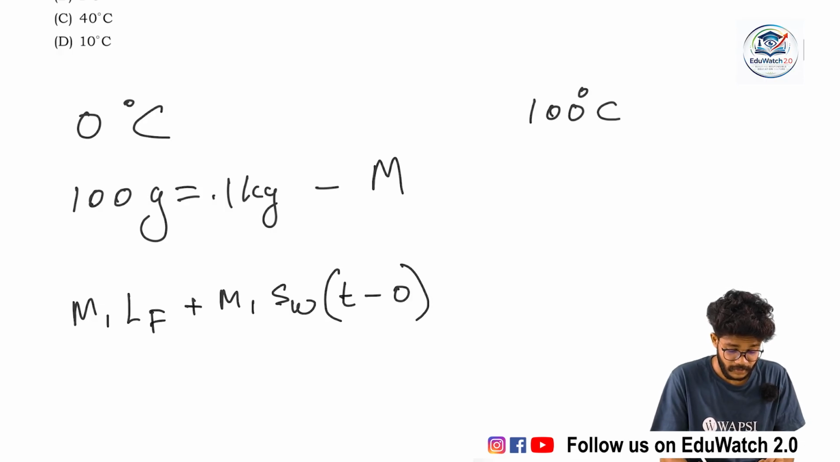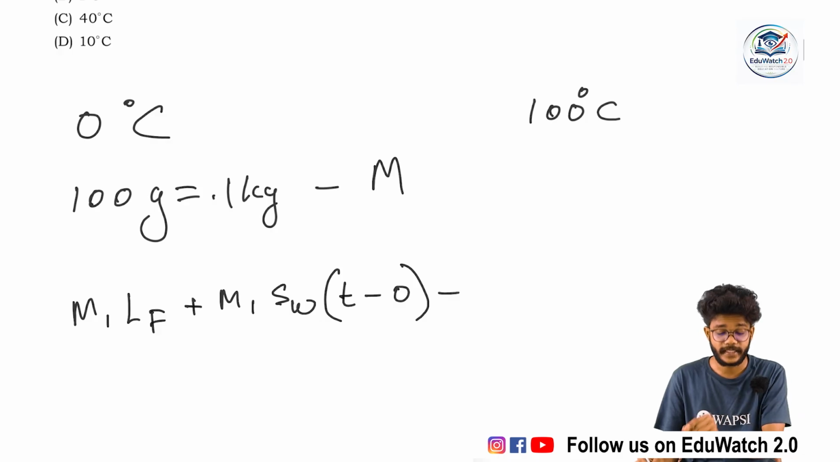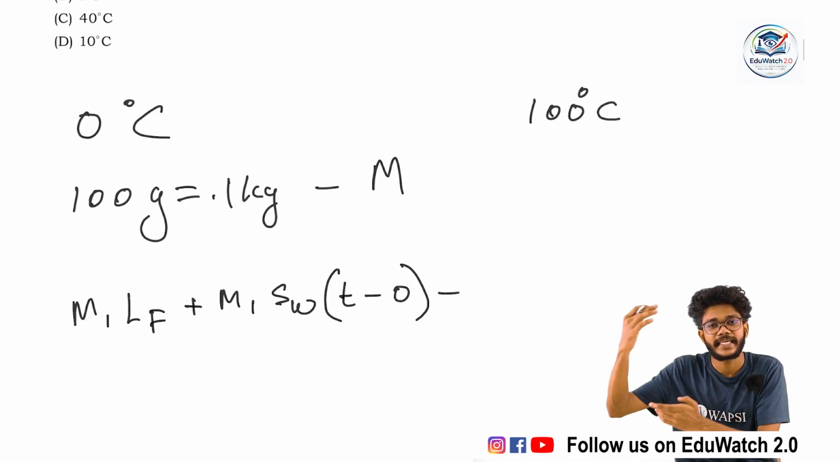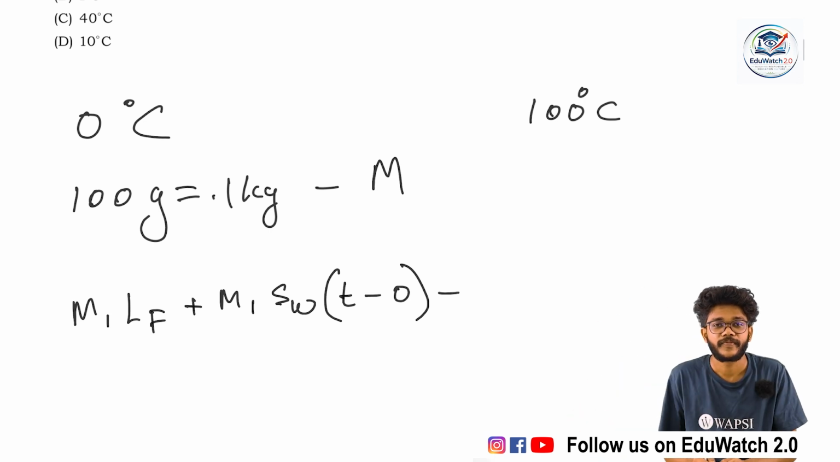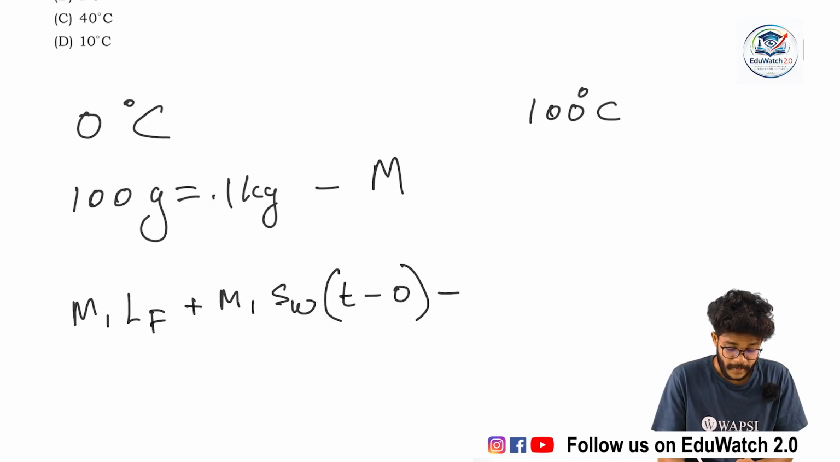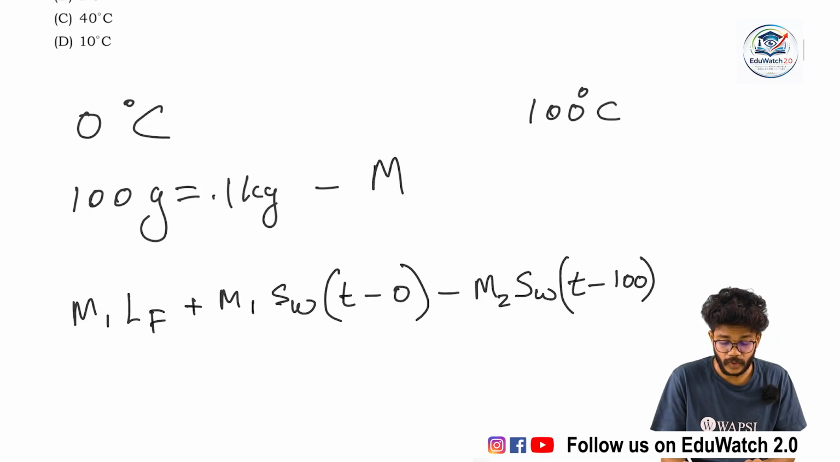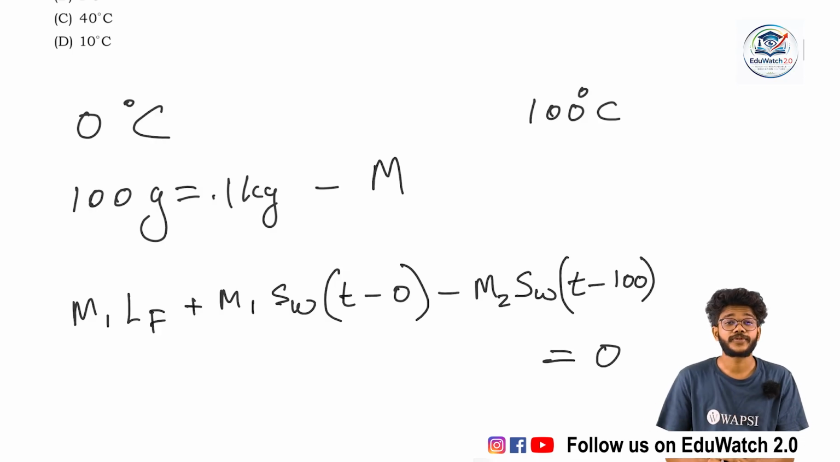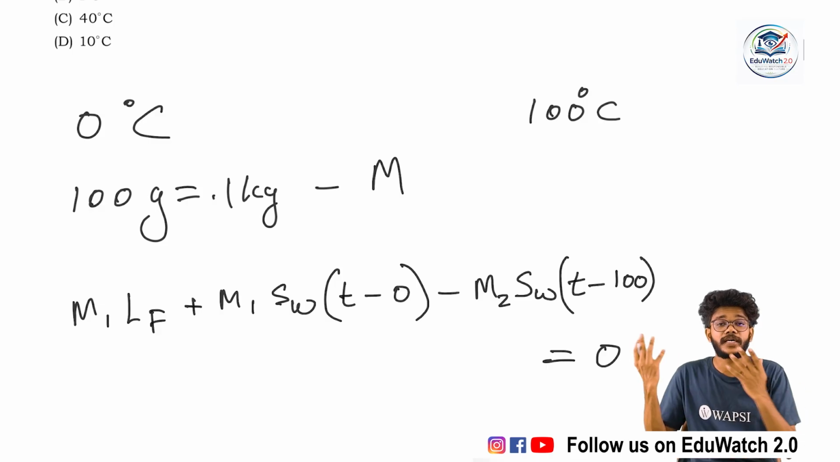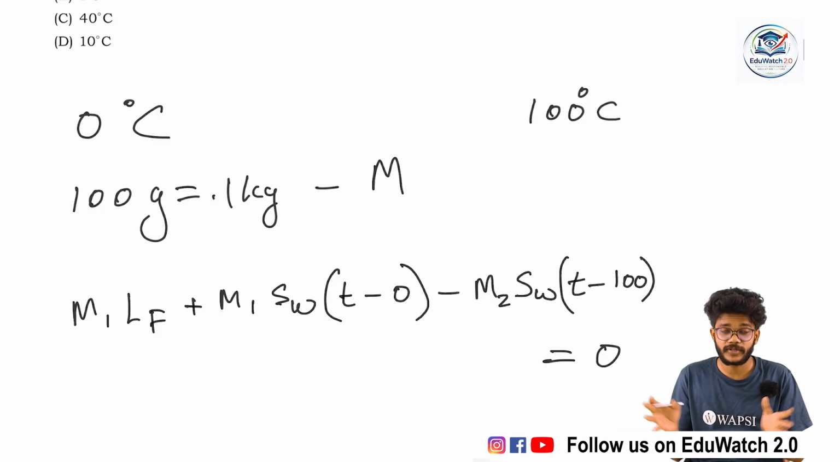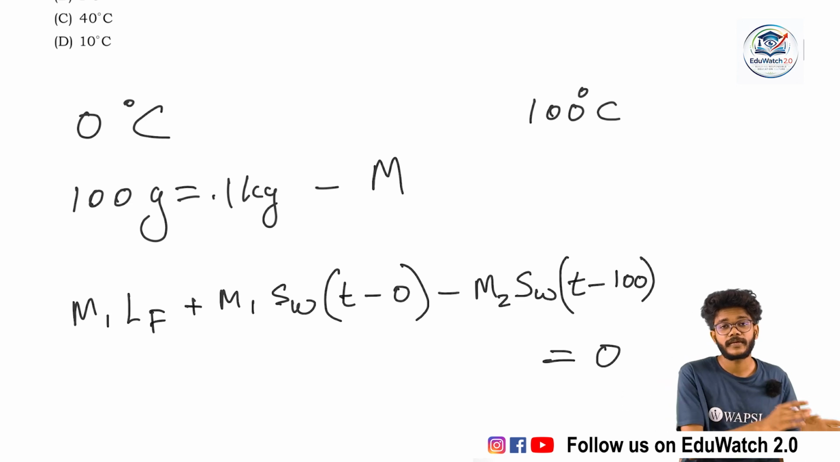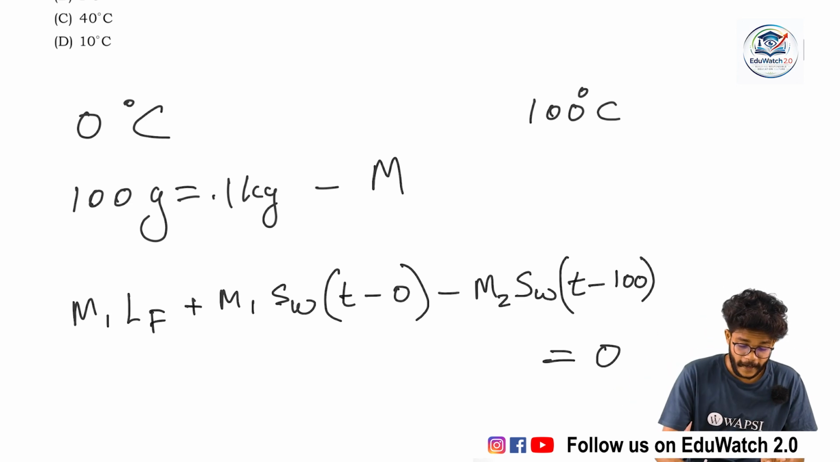And minus, why did I put minus? Because the energy is taken from where? The 100 degrees Celsius liquid state. Minus M2 into SW, specific heat of water, into the final temperature T minus the initial temperature 100, which is equal to 0. Why did I put equal to 0? By the law of energy conservation. Energy can neither be created nor destroyed. So the total energy is conserved from one place to another, that's why it is equal to 0.